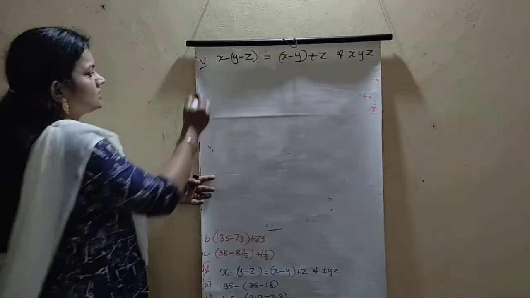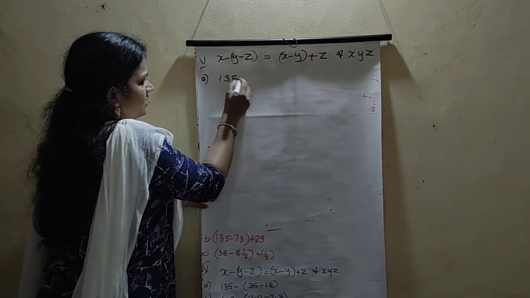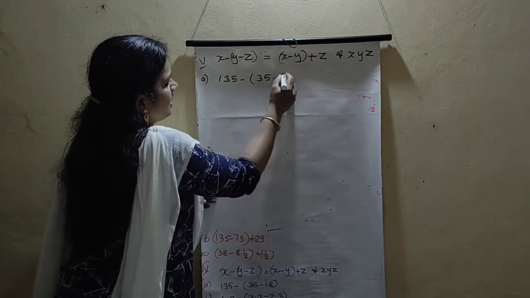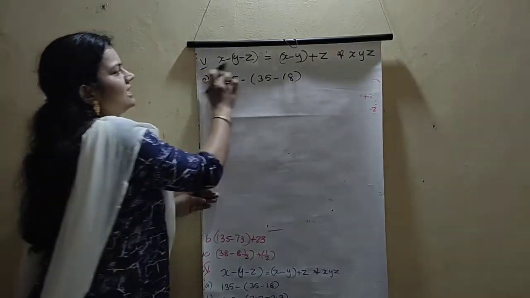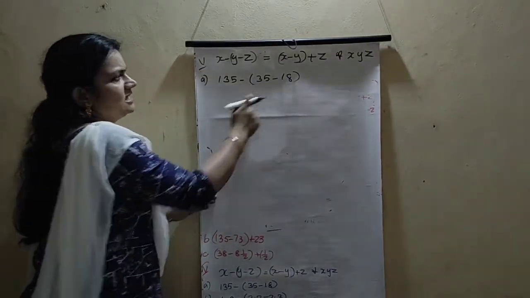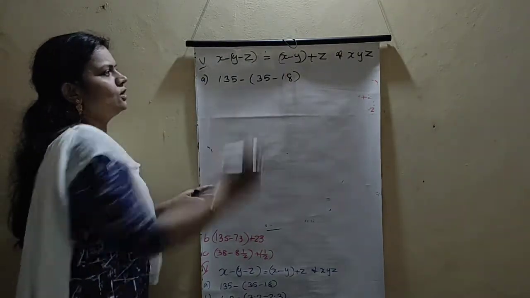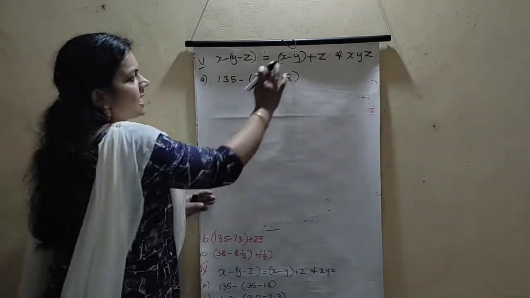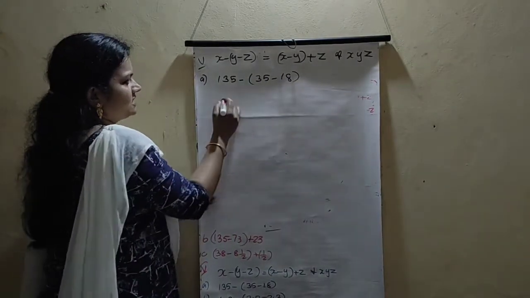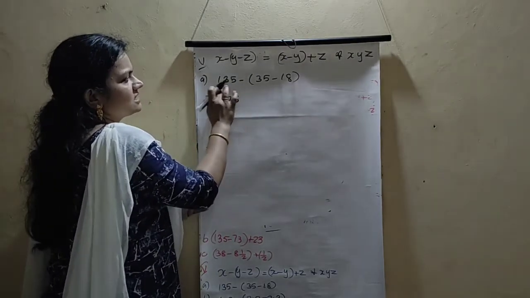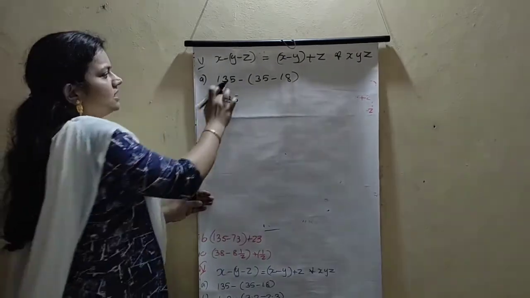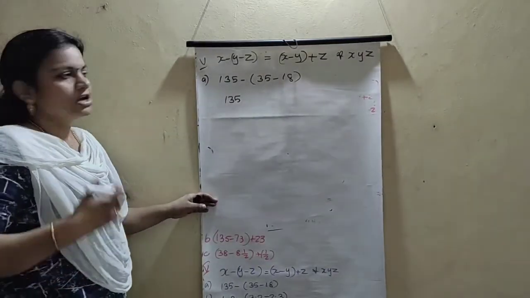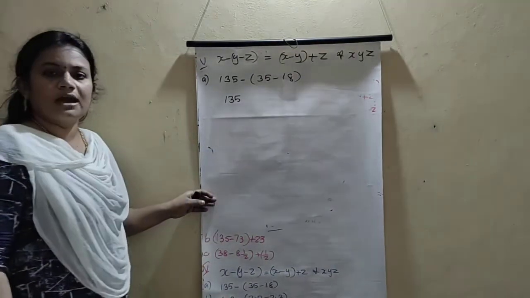Okay, then what about the first question: 135 minus 35 minus 18? The right side is given, x minus y minus z. Then we are choosing left side or right side. Okay, children, how to do this? We choose the right side equation, x minus y plus z. How to write this? This is 135 and 35. 135 minus 35, what is the answer? 100. So we can select x minus y plus z.